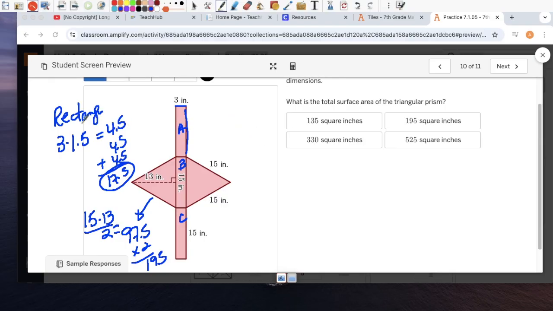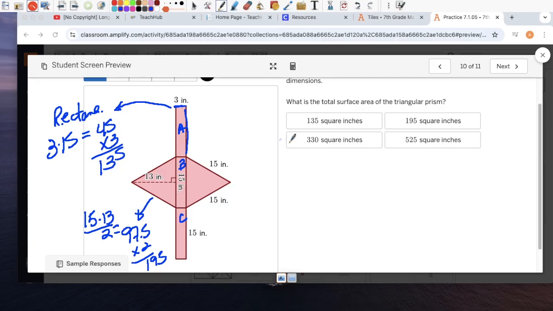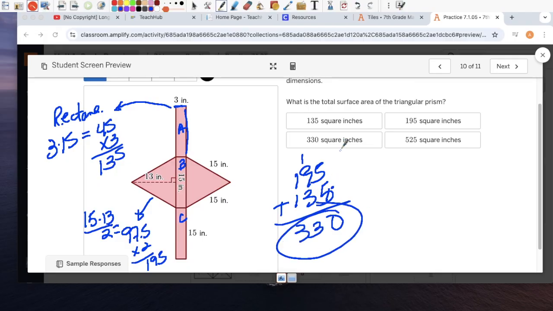Sorry, I did this wrong. It's not 1.5. I know what my mistake is. Apologies, this is 3 and that's 15. So it's 3 times 15, I'm doing the rectangle by the way. That width is 3, the height is 15, so 3 times 15 is 45, and we have 3 of these rectangles, so times 3, 135. If I add 195, which is the area of the 2 triangles, plus 135, which is the area of the 3 rectangles, that gives us 330, and there's our answer right there.